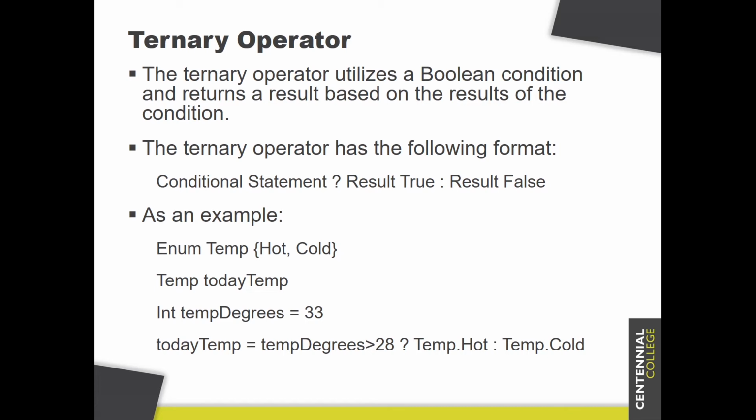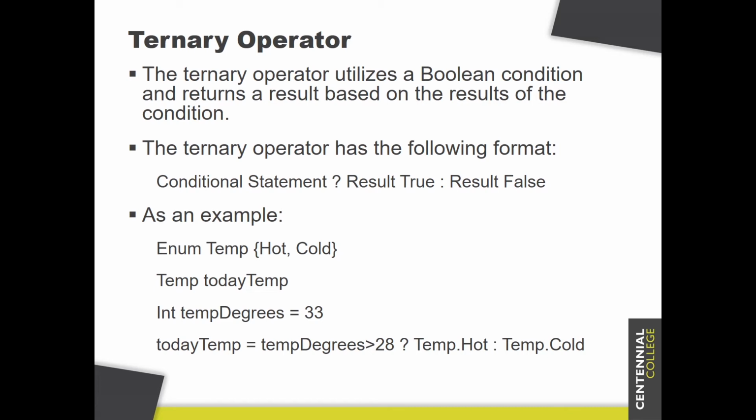So let's take a look at an example here, and I'm going to use enums just for some additional practice, because we covered enums before. They can be a little bit confusing, so we're going to throw in some extra complication here utilizing the enum just so you get a little bit more practice. So I'm going to declare an enum Temp that has a value of either hot or cold. I'm then going to declare a variable called todayTemp that is an enum Temp. And I'm going to declare an integer variable called tempDegrees, and I'm going to set it equal to 33. This is all just pseudocode, obviously.